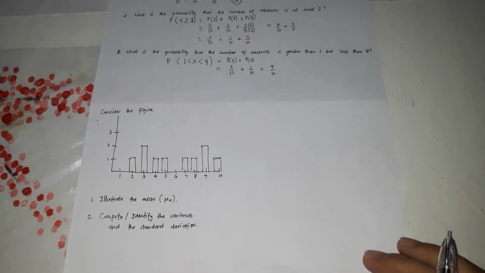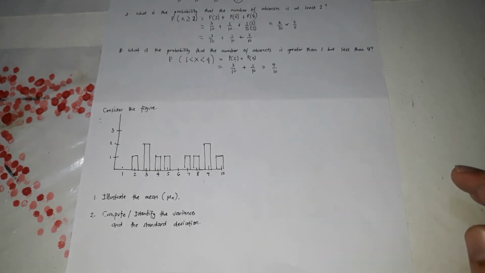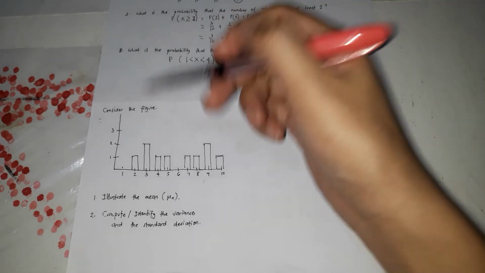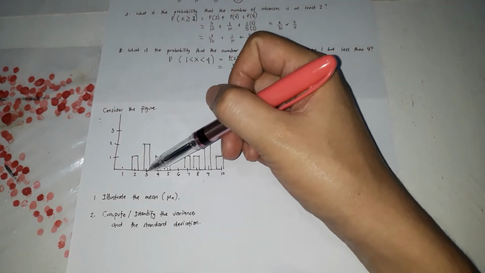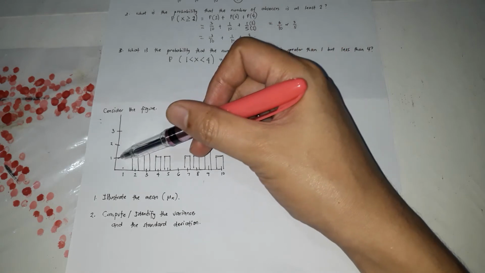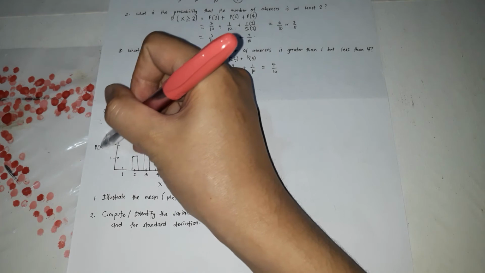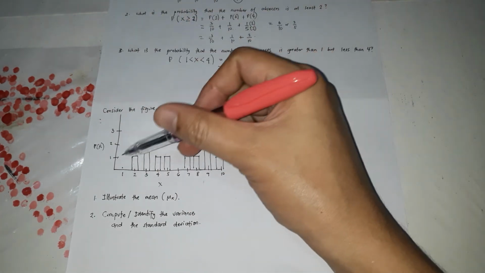Next, we're going to consider this figure. Instead of a table, just like in the first example, we'll be given a graph. This is the probability that it would be 2, it's 1. The probability that it would be 3 is 2. The probability that it would be 4, 1. So this is the x, and this would be the P of x. The probability that it will be 5, it's 1.